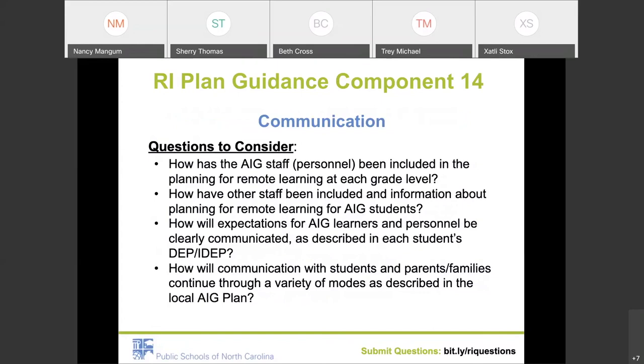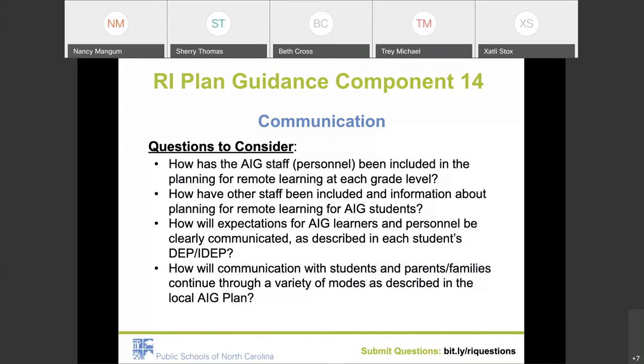Communication is key. This is no surprise, as the lack of communication causes breakdowns in all aspects of our lives. There are questions provided here for staff to consider when setting expectations regarding communication in the plan for remote instruction. It is vital that AIG staff is included in the planning for remote learning, along with personnel across all grade levels. Services for gifted and advanced learners can be implemented well when all involved have understanding and the mutual goal to make it happen. Again, the services are outlined on a student's DEP or IDEP, and that can serve as a map for understanding the services a student requires. And then finally, and as equally important, is the communication with students and their parents and families. There are a variety of modes used for communication as described in the local AIG plans. So the question is, will they all continue to effectively communicate in a remote environment, or should more be added?